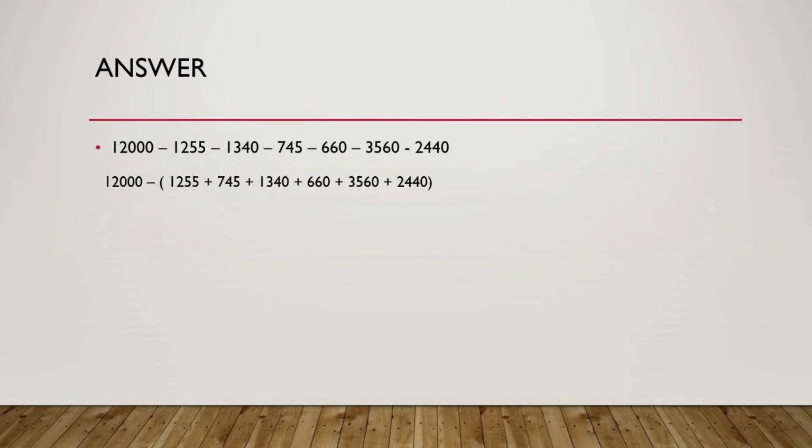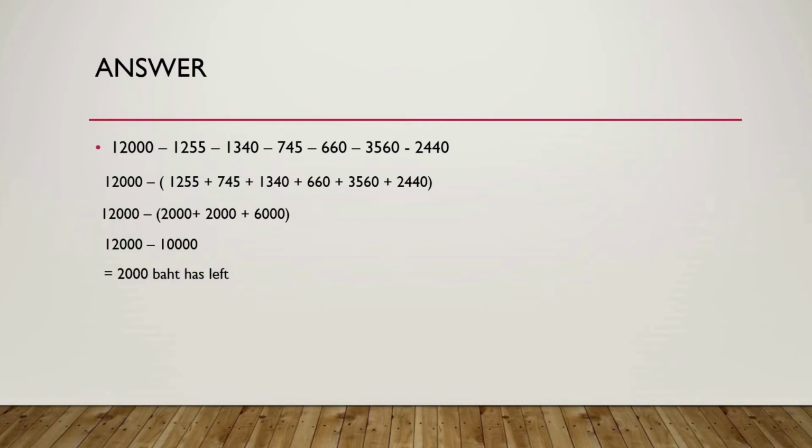1,255 plus 745, 2,000. 1,340 plus 660, that makes another 2,000. 3,560 plus 2,440, that makes 6,000. So we have 2 pairs of 2,000, which equals 4,000, and 1 pair of 6,000. So in total, 12,000 minus 10,000. So the difference is 2,000 baht.